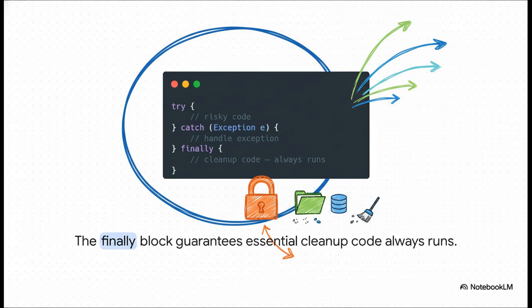You need that to happen whether an error occurred or not. That's where the finally block is your hero. Any code you put inside finally is absolutely guaranteed to run after the try-catch is done. It's the perfect spot for all your essential cleanup duties.